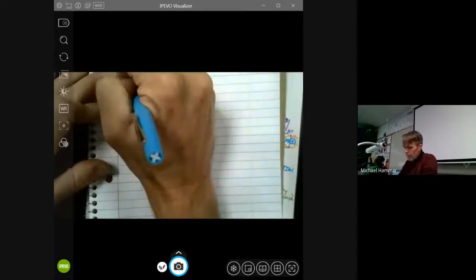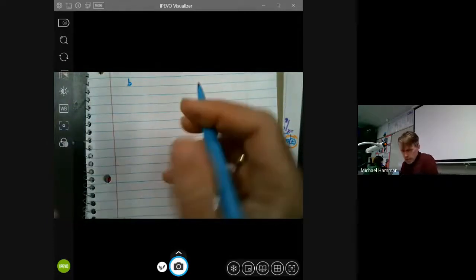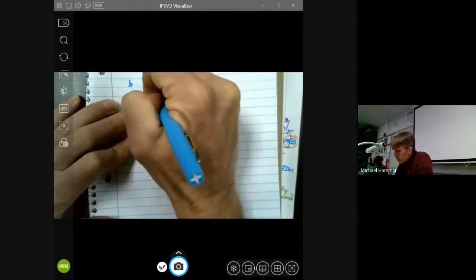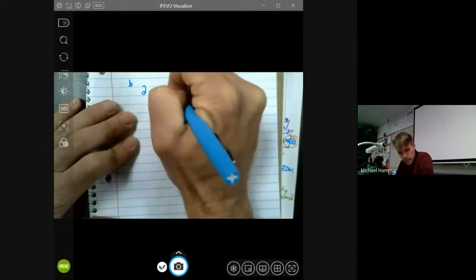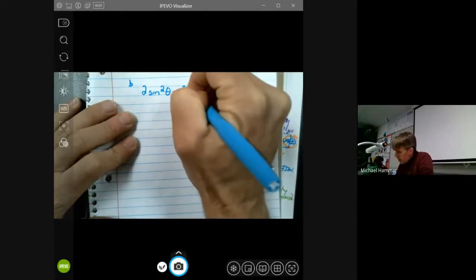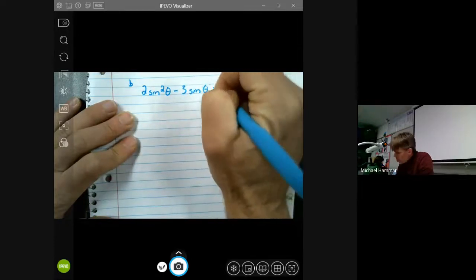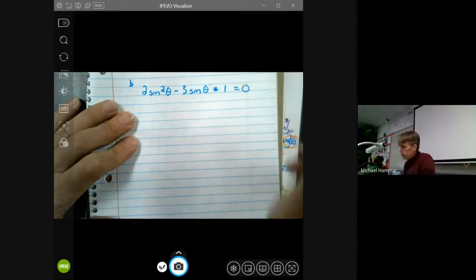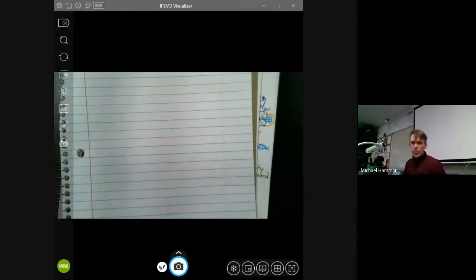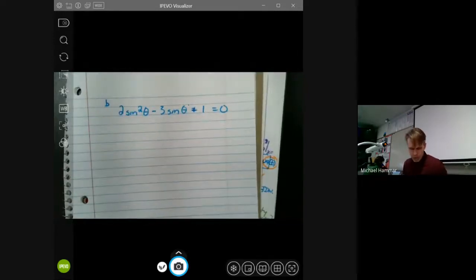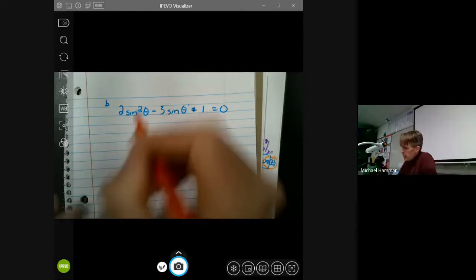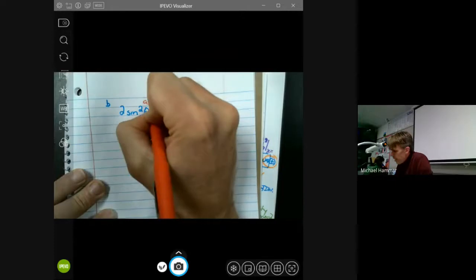Let's do one more, and that problem is going to look like this. Let's say I gave you 2 times the sine squared of theta minus 3 times the sine of theta plus 1 equals 0. Okay? Now, here is our problem. Sometimes you have to look at these in a very different sort of way. I want you to notice that this is actually a quadratic.